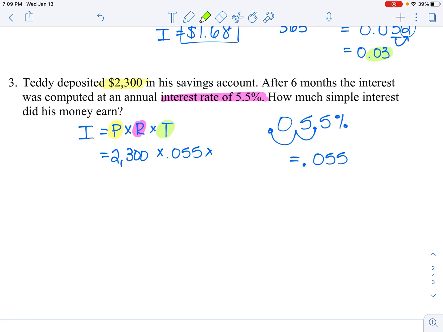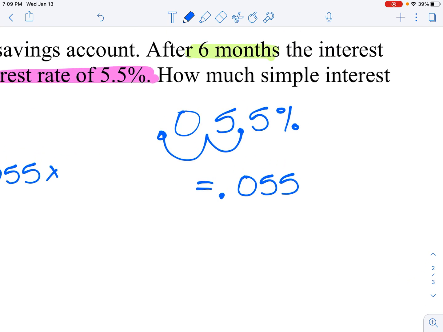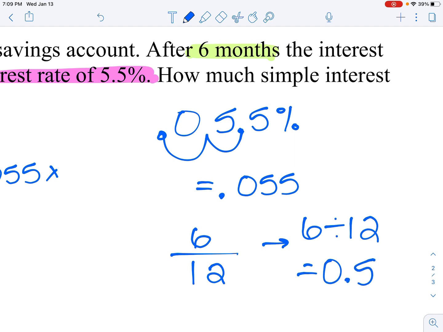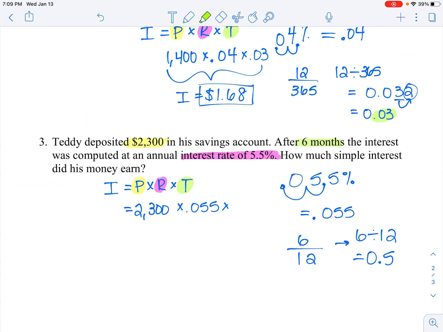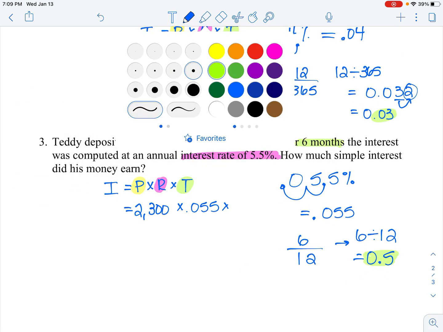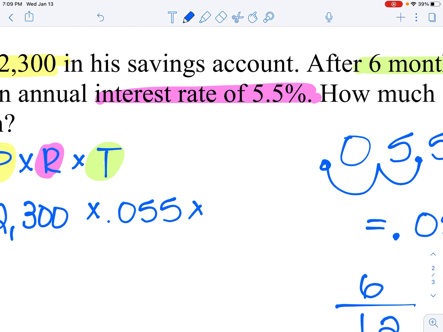And finally, last but not least, we're going to highlight our T for time in green. And I want you to look carefully. Do you see months? Do you see days? So what is our time here? 6 months. So it's monthly. So we take that 6 and we got to put it over 12. When we do 6 divided by 12, we get 0.5. All right, so let me highlight that in green. So T for time is 0.5.